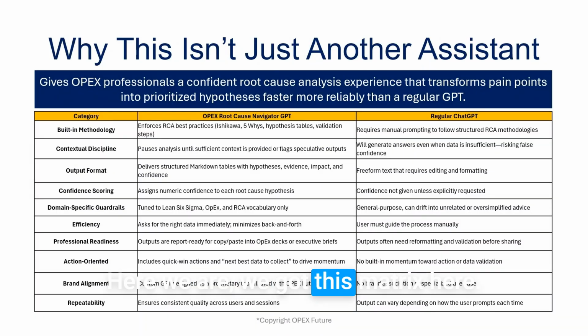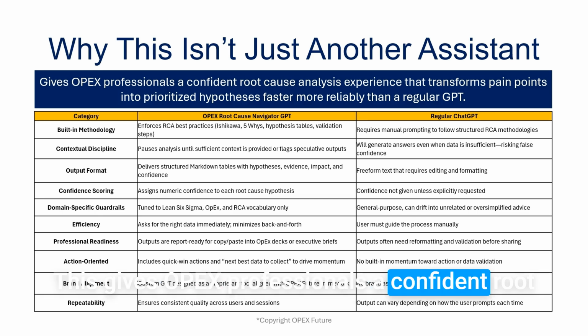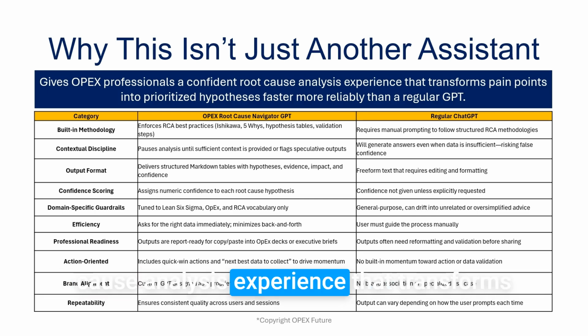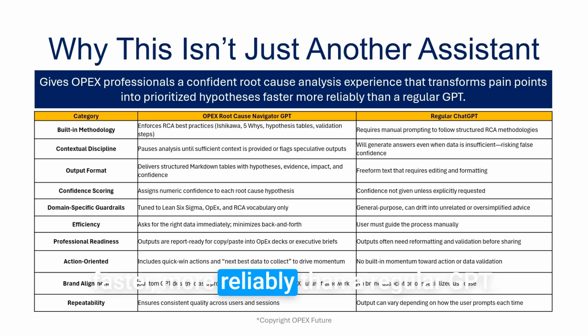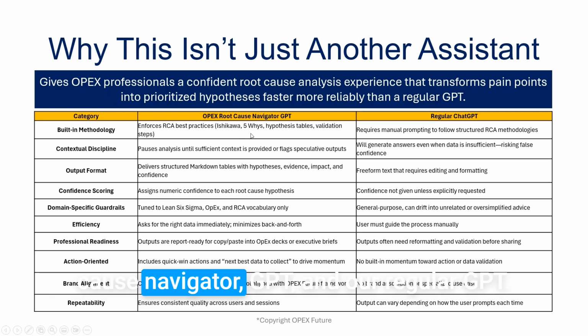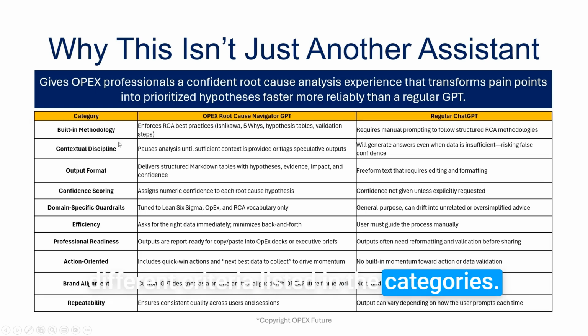Here we are. We got this matrix here, kind of have it all up front here for you to be able to see. This gives OPEX professionals a confident root cause analysis experience that transforms pain points into prioritized hypotheses faster, more reliably than a regular GPT. We got our categories here, our root cause navigator GPT and our regular GPT. So let's compare the two on these different criteria listed in the categories.